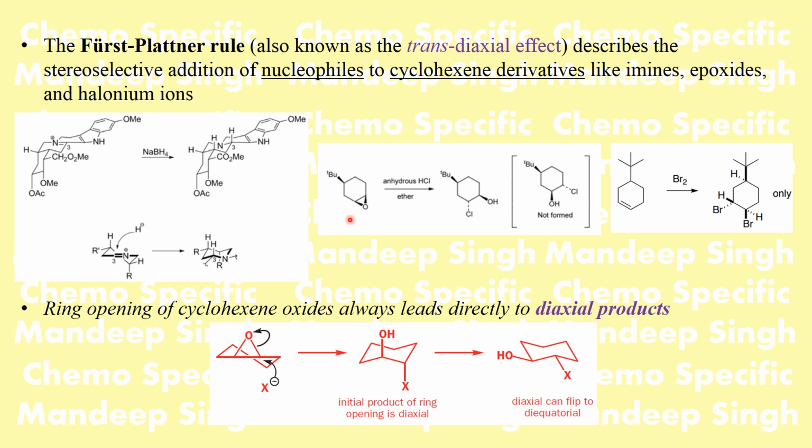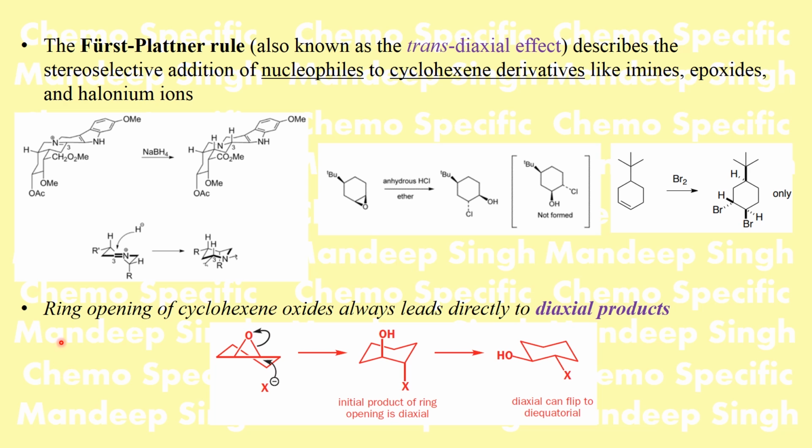Or we can also have an epoxide, and when you treat this particular epoxide with HCl, regioselectively chloride attacks this particular site from the back. So you do not see the formation of this particular product. Or you can also have the halonium ion. So when you, for example, subject this particular cyclohexene with tertiary butyl group to bromination, this is the diastereomer that you get, exclusively this particular diastereomer. So the formation of such compounds was explained by Fürst-Plattner, and he called it a rule. He gave a rule for that.